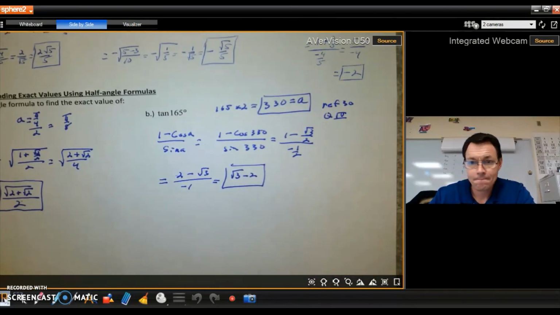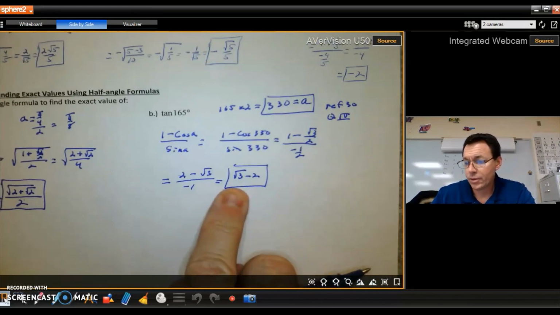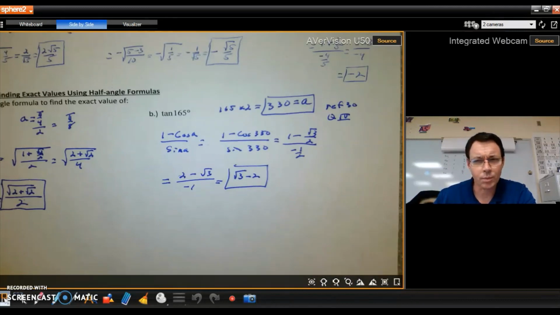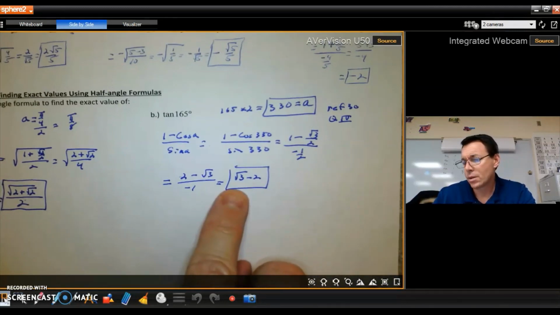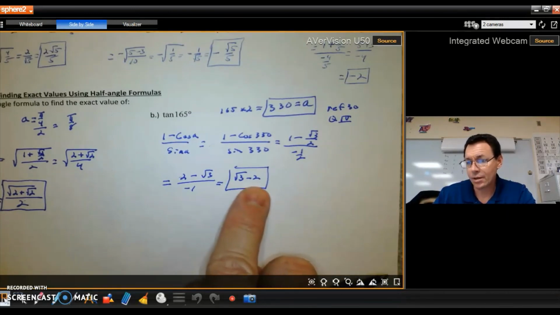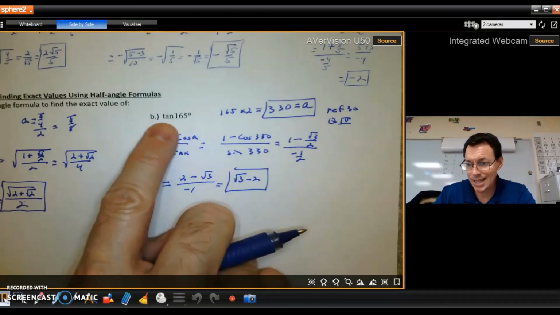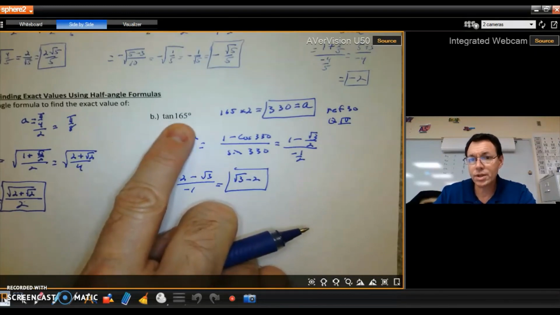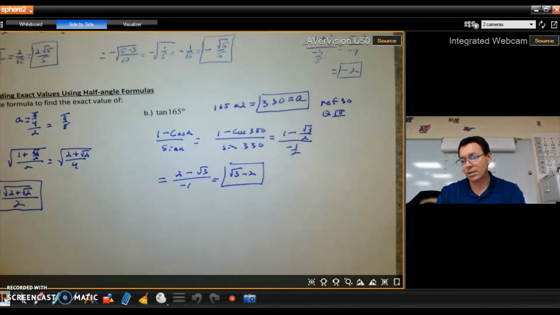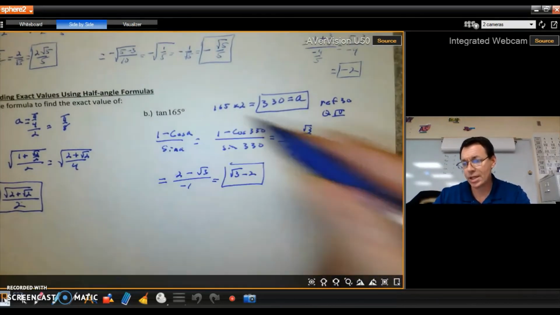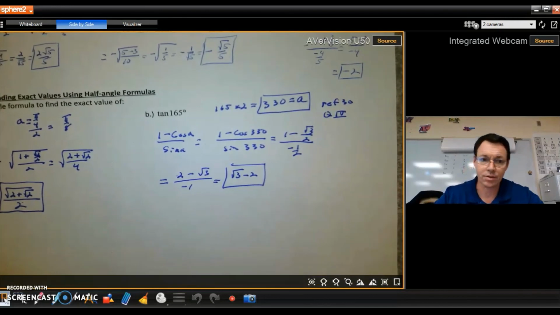Now, just a little check here. Radical 3 is less than 2. Radical 4 is 2, so radical 3 is like 1.7 something, 1.8 something. So this number is smaller than that. And if you take that minus that, you're going to get a negative. Well, 165 is in quadrant 2. So if we are taking the tangent of this angle, we should get a negative value. So this checks out. This is the answer to the tangent of 165 using the half angle formulas.